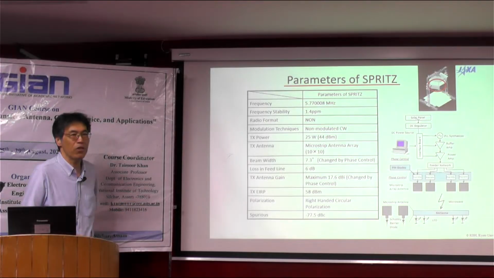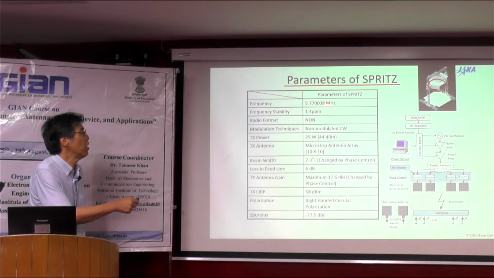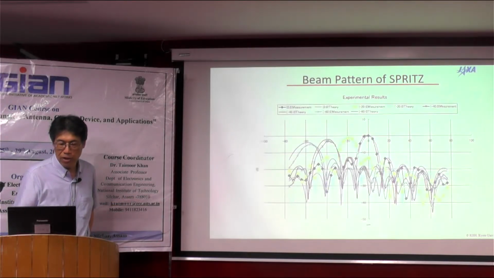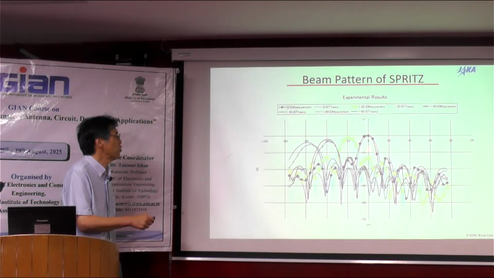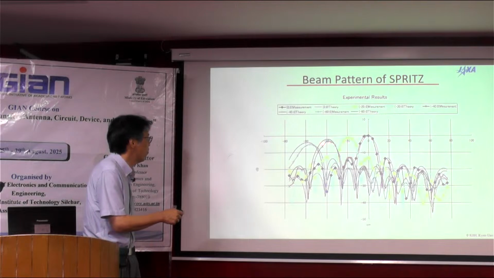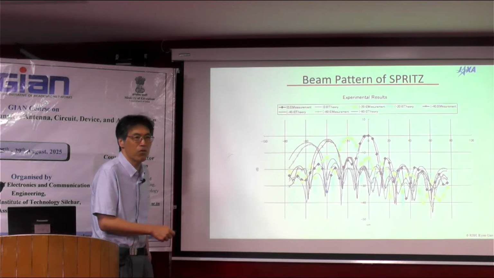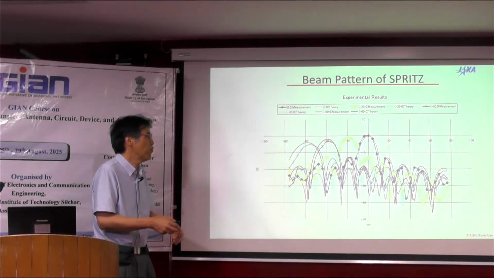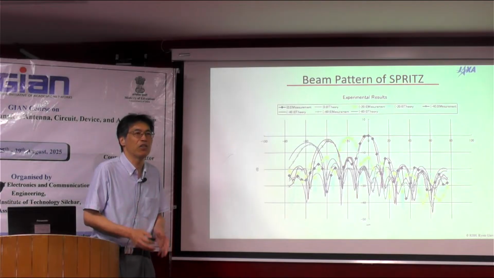Compared to the previous two experiments, we increased the frequency from 2.4 to 5.8 gigahertz. And this is the beam pattern, measured and theoretical result of the SPS. Here you can see it was the same. And we could control the beam direction in this experiment. Here you can see there is some error difference between the theoretical result and the measurement result. It is caused by the mutual coupling effect and other real error factors in the phased array antenna.